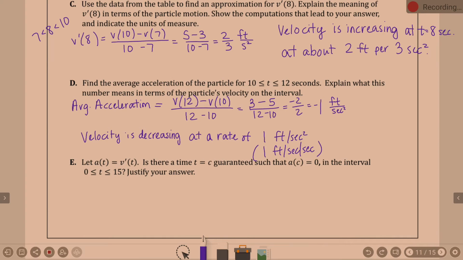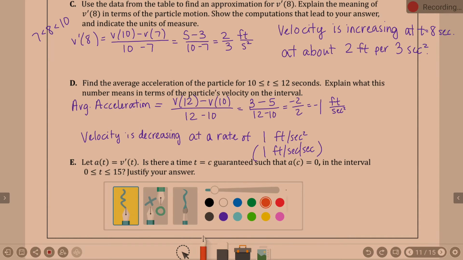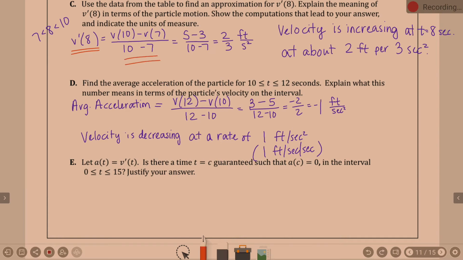Okay, so acceleration is the derivative of velocity. On part C, right here, we had what kind of answer? Positive. Here, we had an answer that was negative. So this function is continuous. So, will it ever be 0? Yes, to go from positive 2/3 to negative 1, you have to pass through 0 because it's continuous.